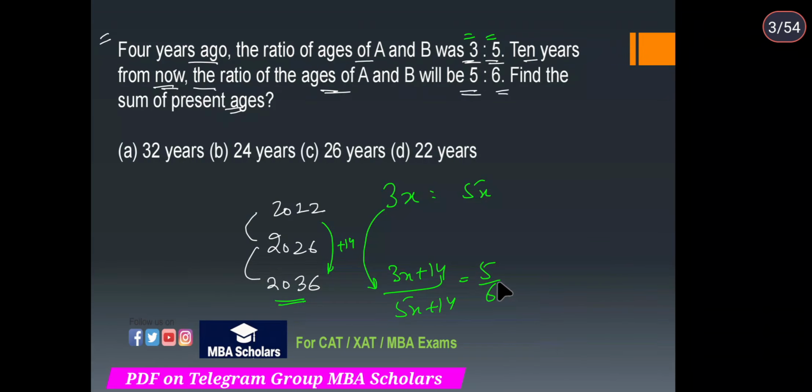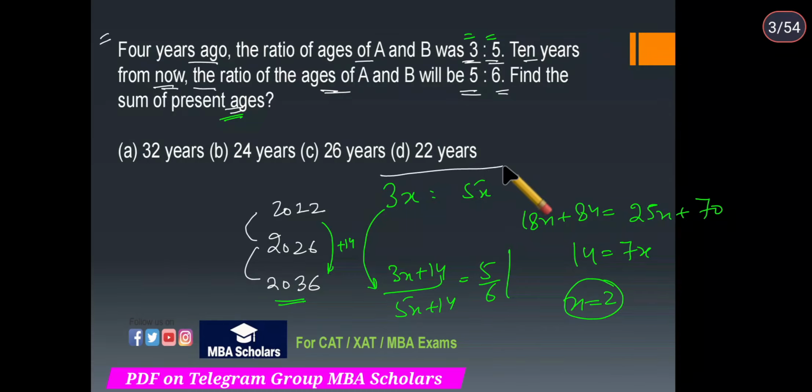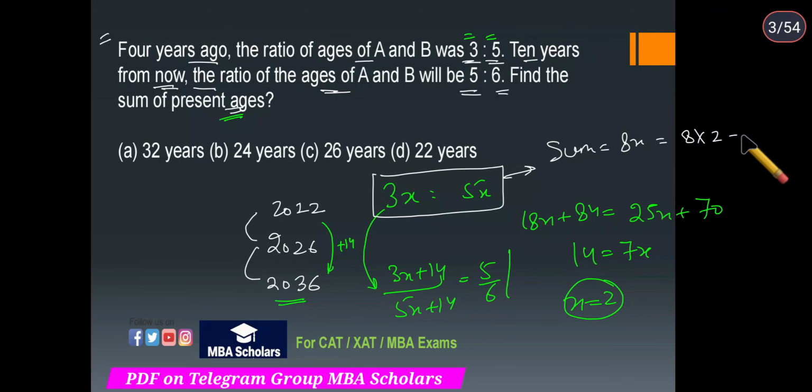So this is 5:6. So again just cross multiply them. So this is 18x plus 84 equals 25x plus 70. So this is coming out to be 14 equals 7x. So x value will be 2. Now it is asking the sum of the present ages. So if I go for the ages in 2022, it is asking the sum. So the sum would be 8x in 2022. So this is 8 into 2, that is 16.